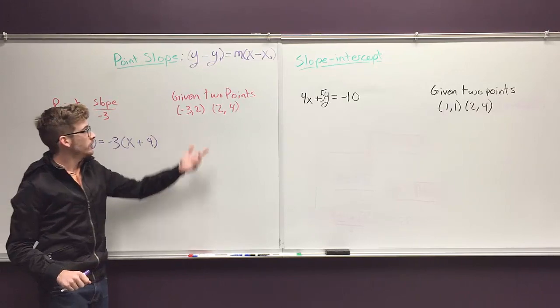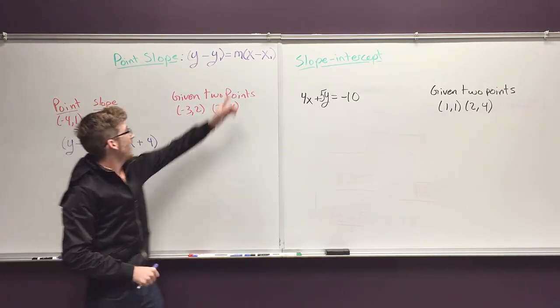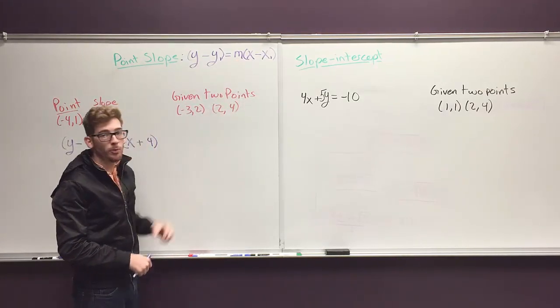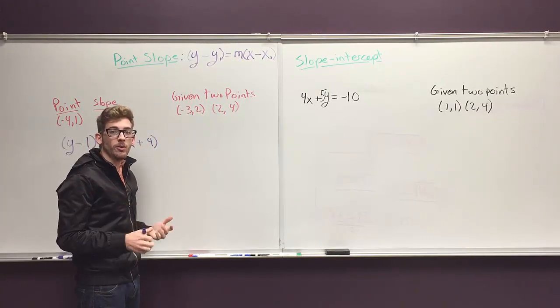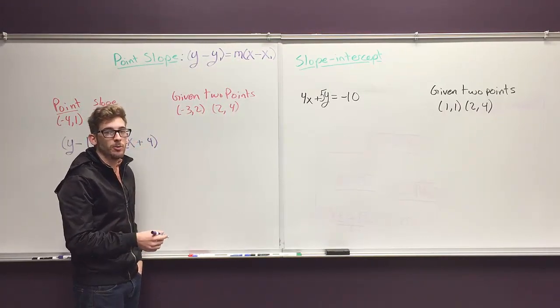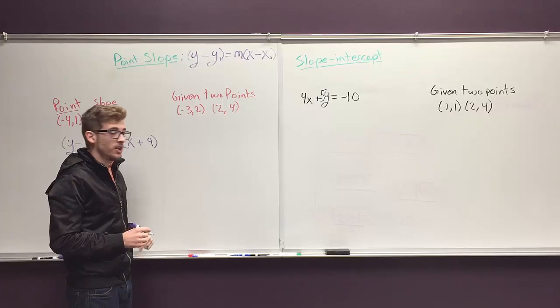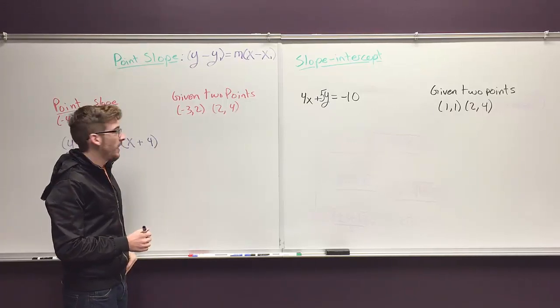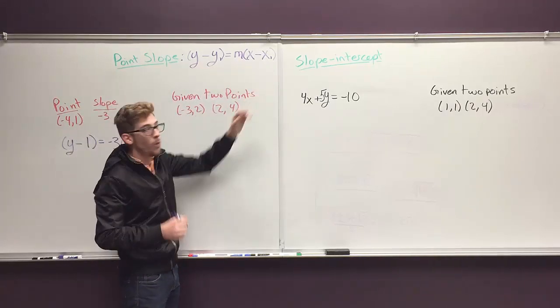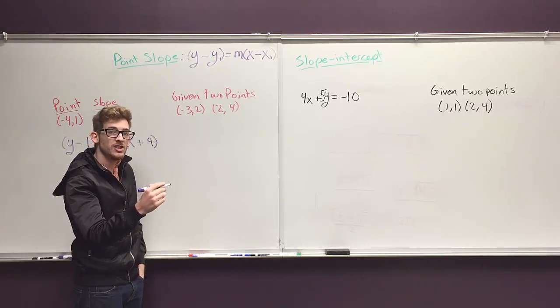Now, what if we're given 2 points? We don't have the slope. We just have 2 points. So what do we have to do? First, we have to find the slope. And in a previous video, we talked about how to find the slope m using the change in y over the change in x.